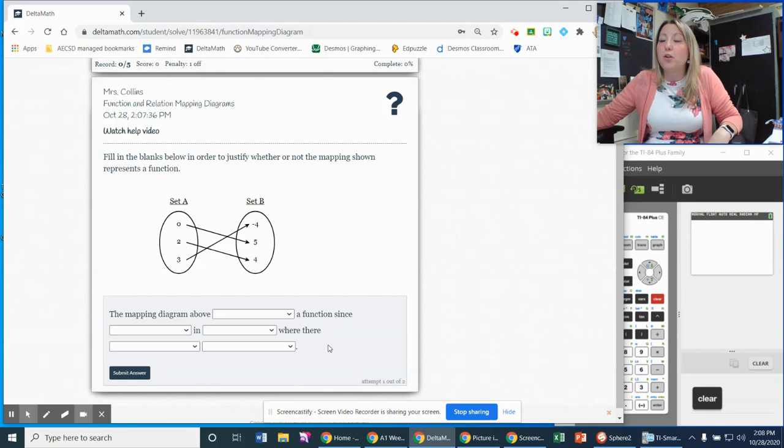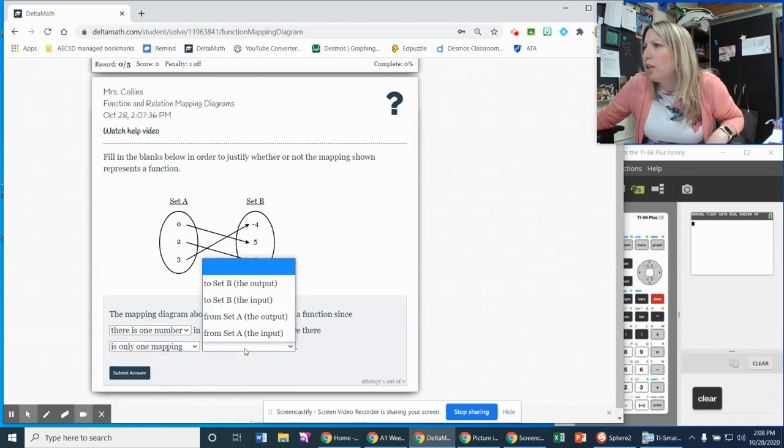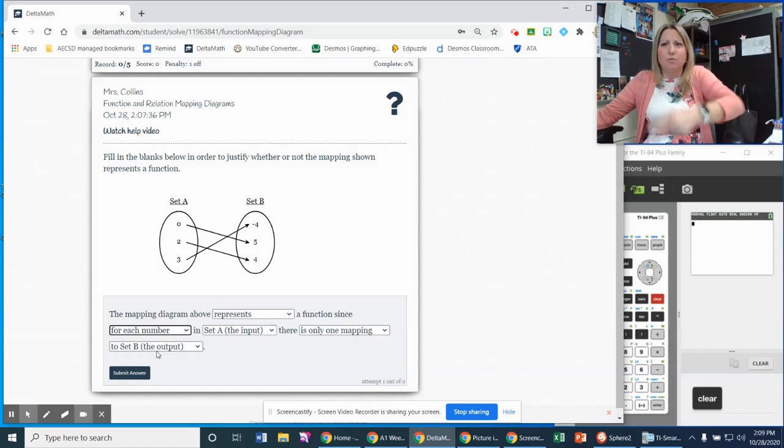We want to make sure we fill in the right pieces of this sentence below. The mapping diagram above, and notice we've got a little drop down, represents a function since there is one number in the input where there is only one mapping to set B. Since for each number in the input, there is only one mapping to the output. There we go. That makes much more sense.